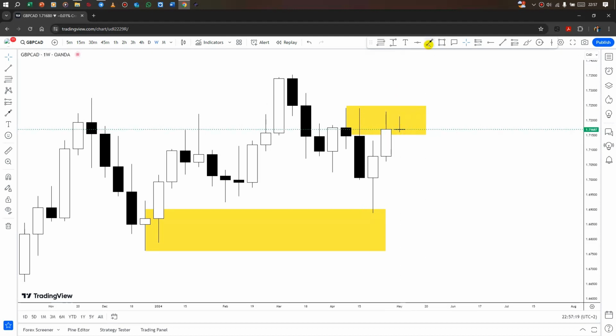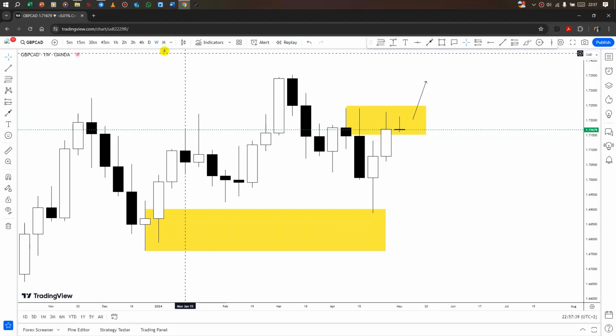Hence why I'm saying there are higher chances that the price will continue going up, which means GBPCAD is bullish. Okay, so in that case you will have to look for buying opportunities, for you to be on the safe side with the trend instead of trading against the trend.